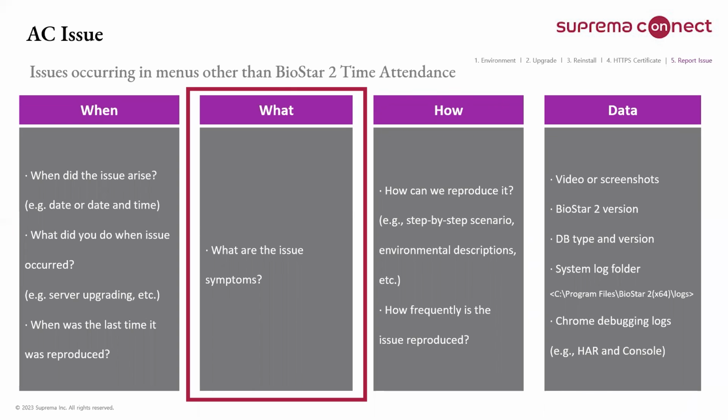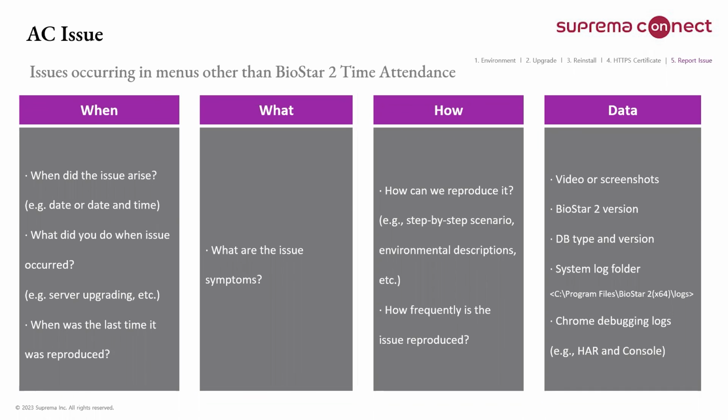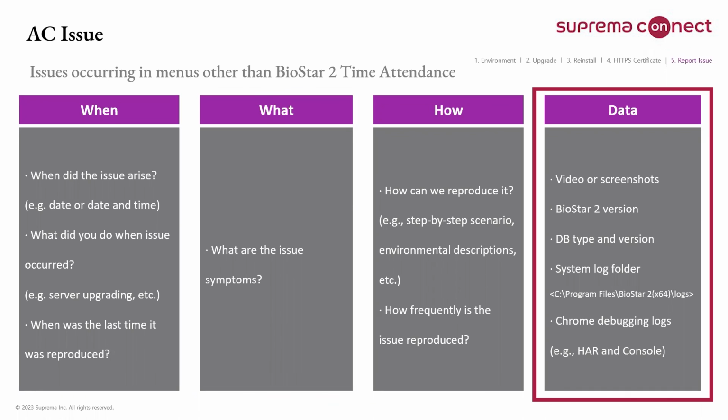Second one is what. What are the issue symptoms? Third one is how. How can we reproduce it? We would appreciate it if you share a step-by-step scenario, environmental descriptions, and other detailed information. How frequently is the issue reproduced? The fourth one is data. Video or screenshots are recommended. BioStar 2 version is mandatory.